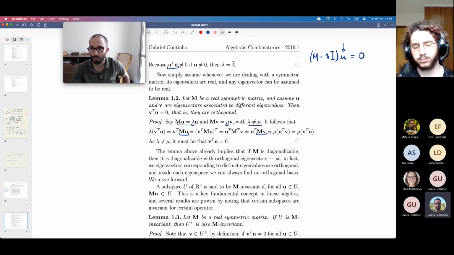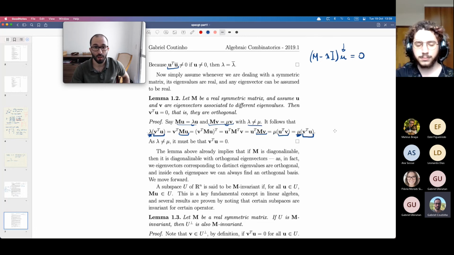Now I look at MV. MV is mu V. So now I have mu V, U transpose V, which again is a number, so I can simply transpose it and I get the same thing. So I now have mu times V transpose U. So mu and lambda are different, which means that V transpose U cannot be non-zero.